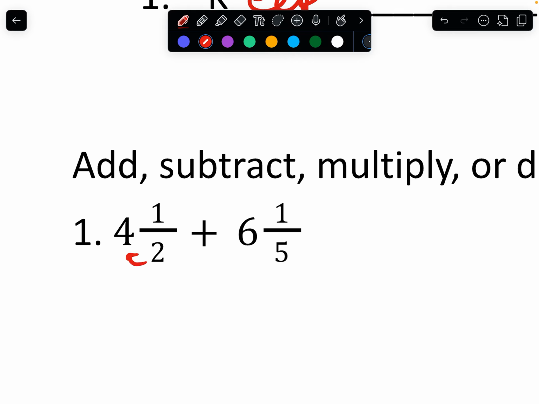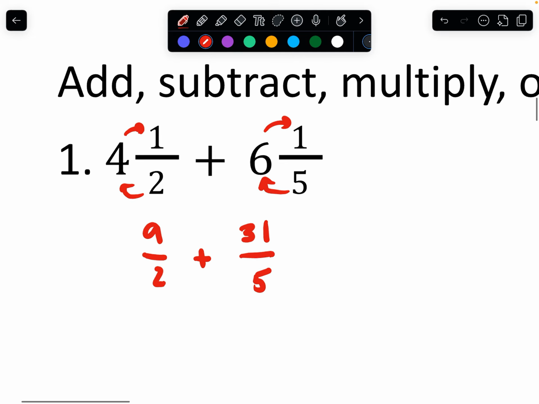2 times 4 is 8. 8 plus 1 is 9 over 2. Plus 5 times 6 is 30. 30 plus 1 is 31. Remember, you keep the denominator the same, so I'm keeping it as 2 and 5 right there.